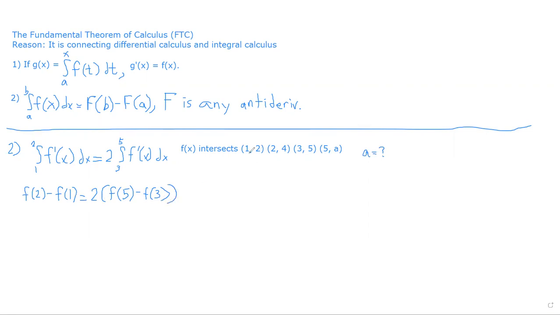And here, because of this, we now know what f of 1, 2, and 3 are. So f of 2 is just 4, and f of 1 is 2. So 4 minus 2 is equal to 2 times a, because f of 5 is a, minus 5. And when you solve this, a is equal to 6.